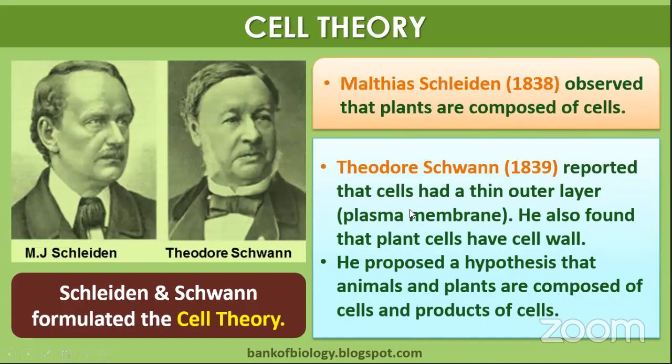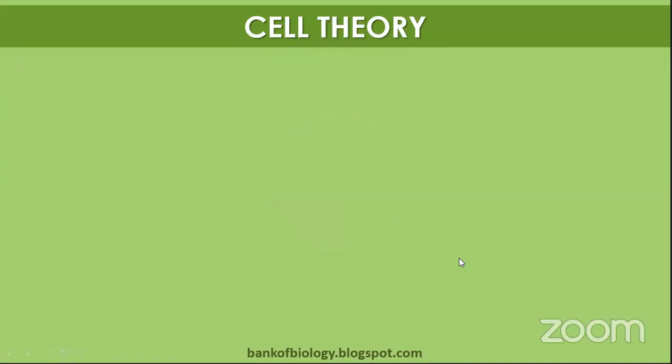So Schleiden observed plant cells were composed of cells. So plants were composed of cells. Then Schwann was the first person to report about the plasma membrane and the cell wall. So usually in NEET, what happens, we study about the plasma membrane and the cell wall, but we usually forget the scientist who has discovered it. So that would be given in the starting of this chapter. So please do remember the plasma membrane and the cell wall were discovered by Schwann. He proposed a hypothesis that animals and plants are composed of cells and products of cells.